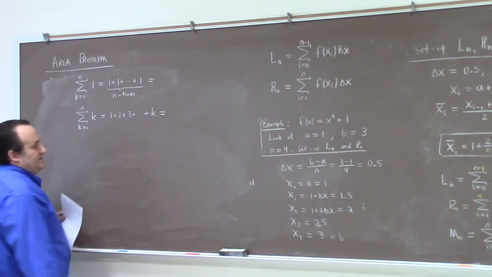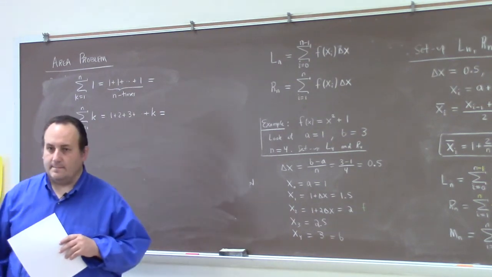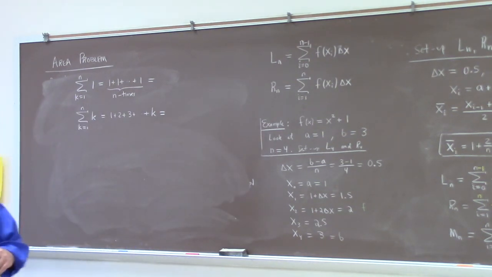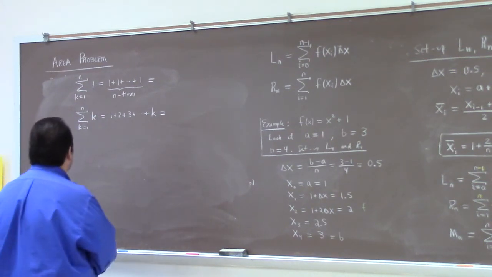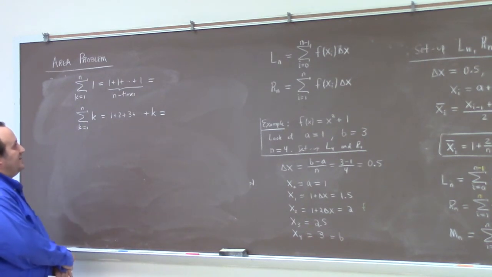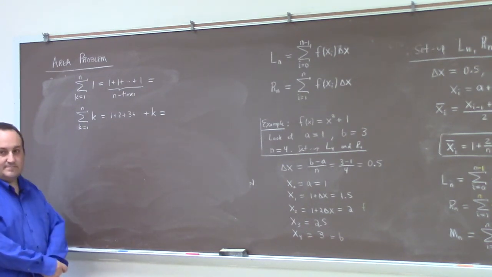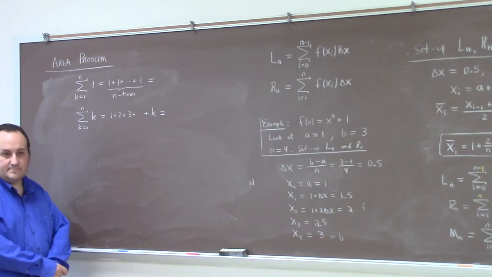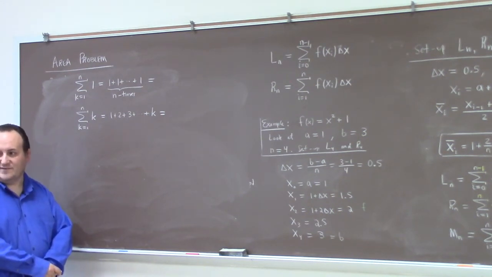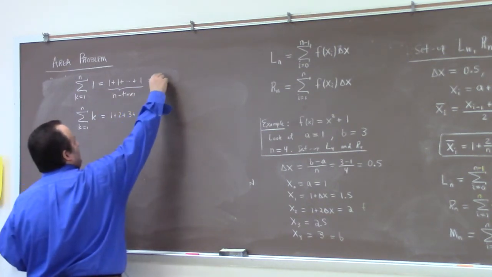The next one's not so easy. No one wants to guess the first one? What happens if you add 1 to itself n times? What do you get? 1 times n, right, which is also known as just n. Very good.